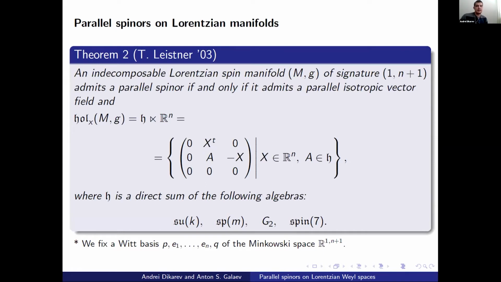The next theorem gives a description of parallel spinors on Lorentzian manifolds. The theorem says, suppose we have an indecomposable Lorentzian spin manifold (M, g) of Lorentzian signature (1, n+1), which admits a parallel spinor. Then its holonomy algebra is a semi-direct product of h and R^n, where h is a direct sum of the same algebras as for the Riemannian case.